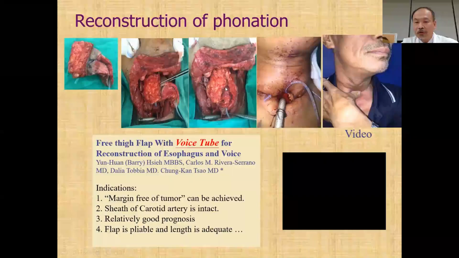Here is the inner orifice and the outer orifice close to the tracheostoma. And then here is the outer orifice of the voice tube. And then we can use the thumb to guide the airflow into the tube, and then back to the esophagus, and then go to the oral cavity, like playing a trumpet, and then make some voice, and then the patient can speak, and they can sing.